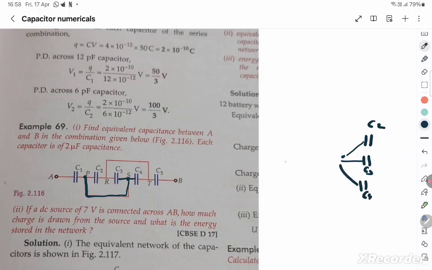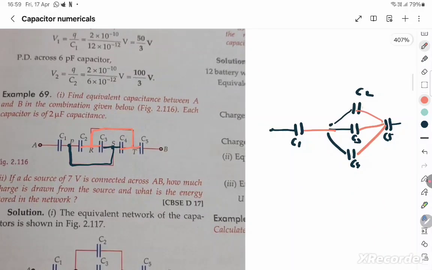But there is a point A from which there is a C1, and there's a point B from which there is a C5, but the C5 from the right end is connected again to C4 and also connected to C3 and C2. So this is the way you complete it, and these three are in parallel and all of them are in series, and then thus you can complete the sum. Okay, so that's about the 69th question, I'm sure you understood. Let's go to sum number 70.